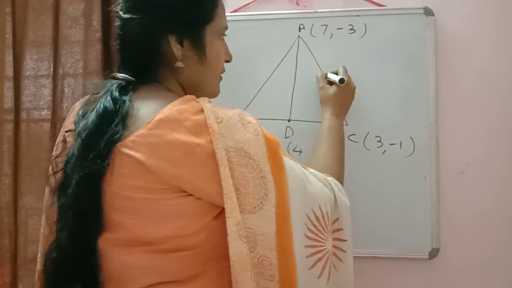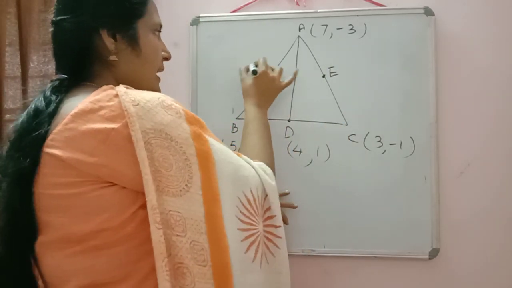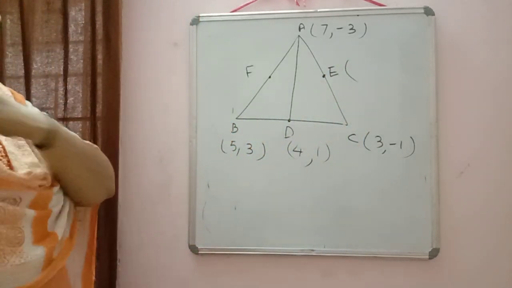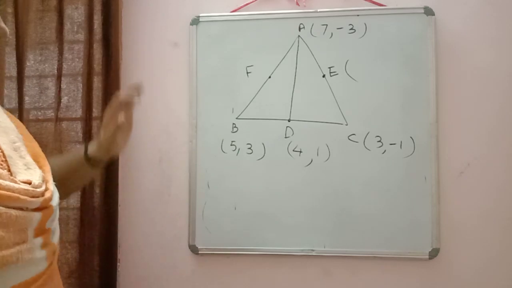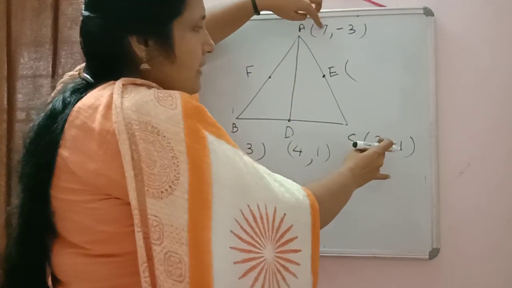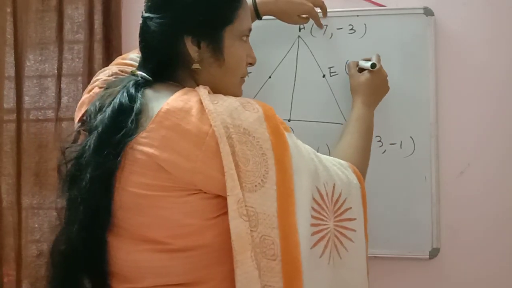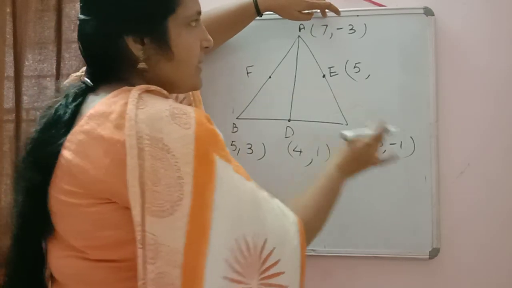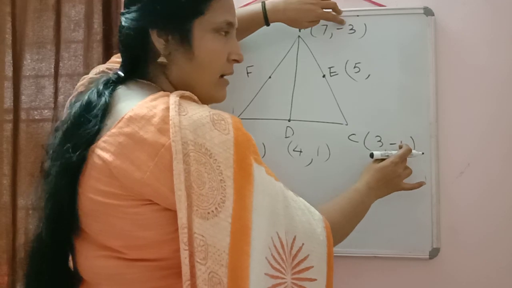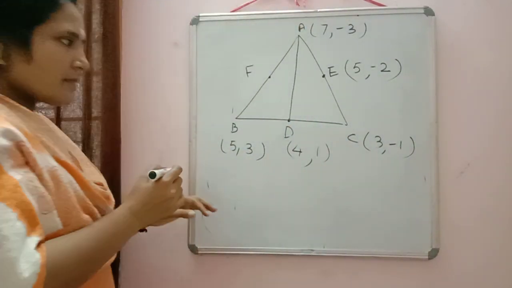Similarly, the midpoint of AC I am marking as E and the midpoint of AB as F. Now again, first we can calculate the coordinates of E and F there. Again, E is the midpoint of AC. So x1 + x2, 7 + 3, 10 divided by 2 will be equal to 5. Then -3 + (-1). So -3 - 1, -4 by 2 will be equal to -2.